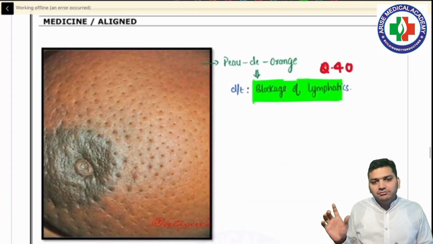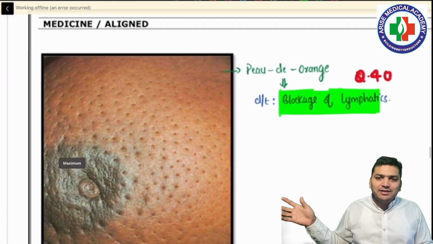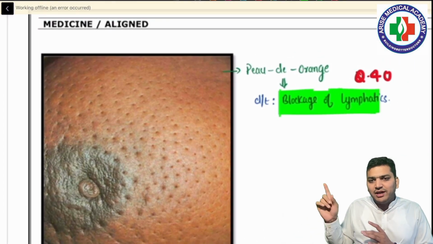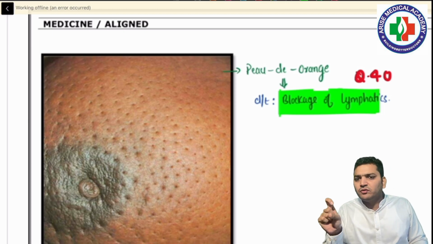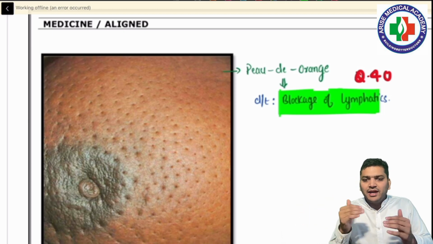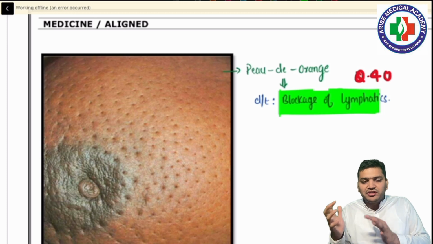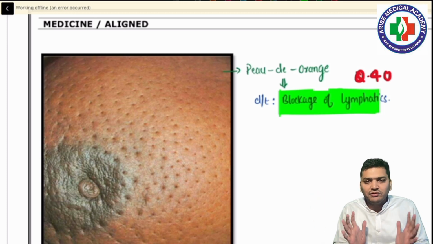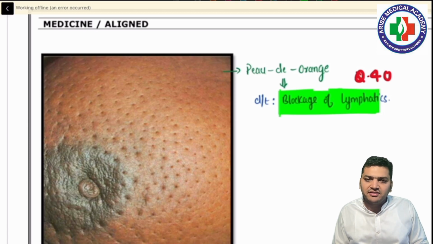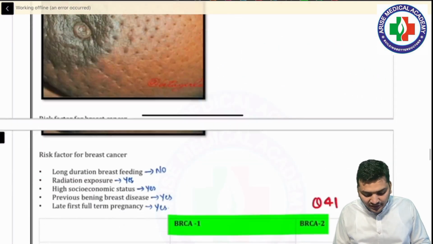Then an image was given, and they asked what it is due to, and we have clearly written it is due to blockage of the lymphatics. The options were superficial lymphatics, superficial vein, deep vein, something like this. So if you knew that much, kids, blockage of the lymphatics, you would have gotten the answer right. It's the blockage of the superficial lymphatics.